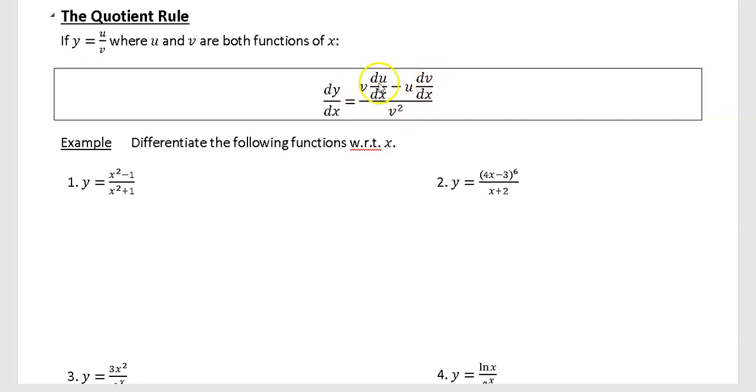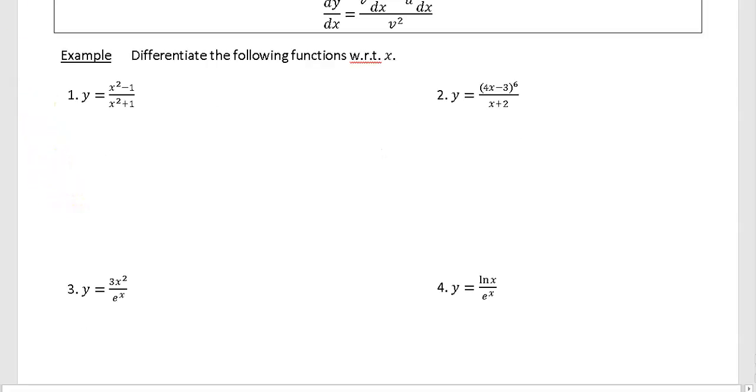Okay, so the order of these now does matter because this is a minus sign, so it's v du by dx minus u dv by dx all over v squared. We're just going to look at a few examples of this using our quotient rule. So in the first one we have y is equal to x squared minus 1 over x squared plus 1.